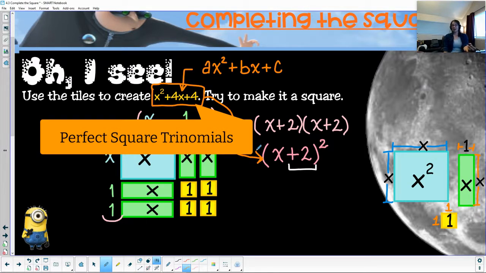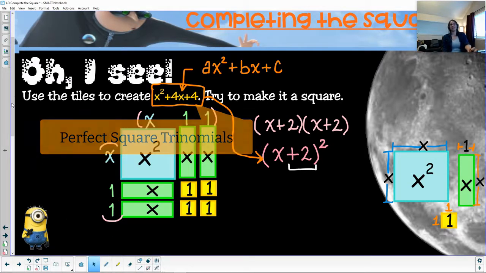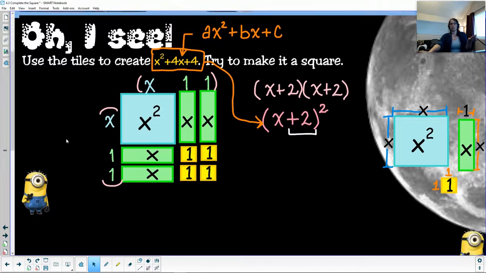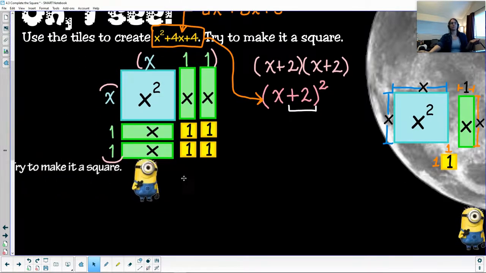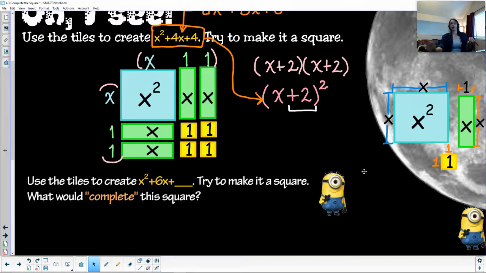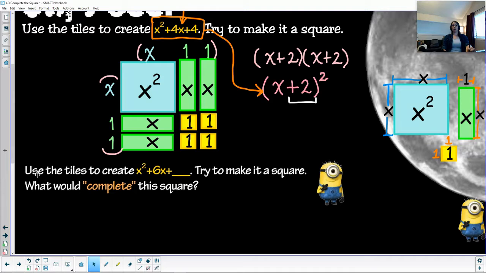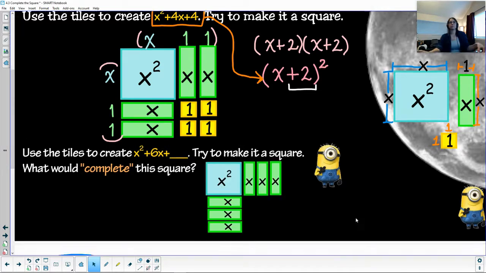The problem is not all quadratics look like that. So what we're going to try to do is actually create these perfect square trinomials. So let's try another one. All right, this one has the last blank missing. So I want to see if you can figure out how to make a perfect square trinomial.